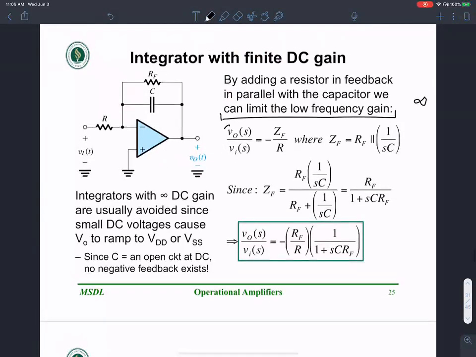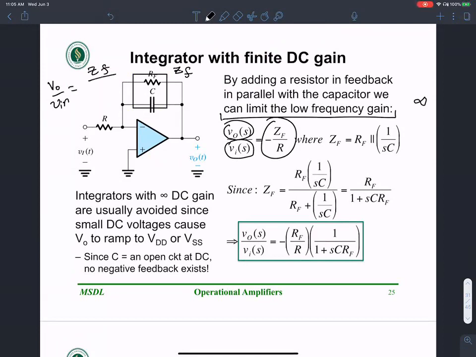Okay, as you can see, the V output over V input is always ZF over ZS. This is ZF. We know that for an inverting amplifier, V output over V input is the impedance in the feedback over this resistance R, with a negative sign. That's exactly what I have here, ZF over R. But ZF is nothing but a parallel combination of this resistance RF and a capacitance whose impedance is 1 by S times C. So ZF is a parallel combination of RF and SC.